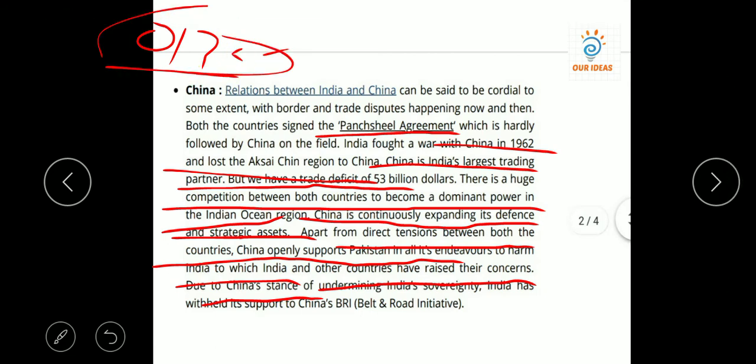And along with it, as we mentioned earlier, there was a border dispute, and the main thing is that China wants to isolate India and wants to become a regional power, because the only competitor of China in the Indian Ocean region is India. So there is a cause of concern between India and China.